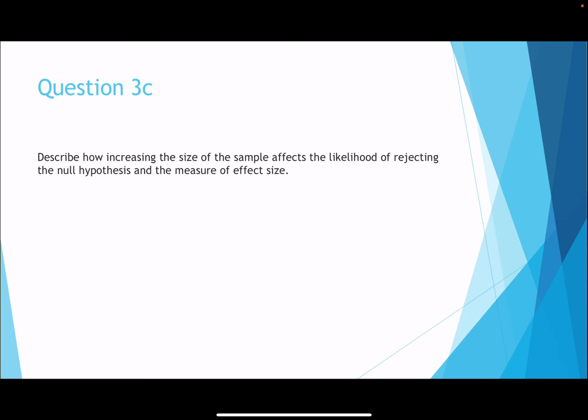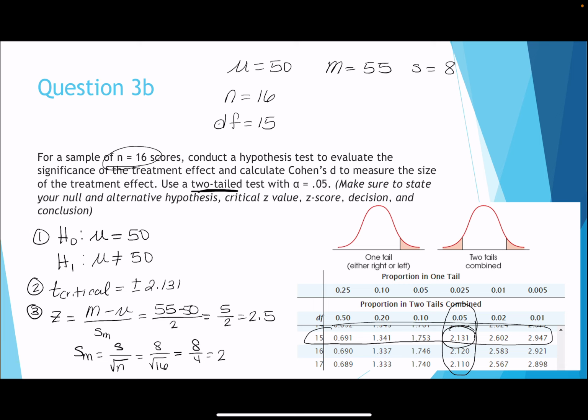And again, if you think about it, this right here is my 2.131. 2.5 sits right here, which is in our reject area. So for this one, for step 4, we are going to reject the null hypothesis. Okay, so changing that N changed whether or not we were rejecting our null hypothesis.